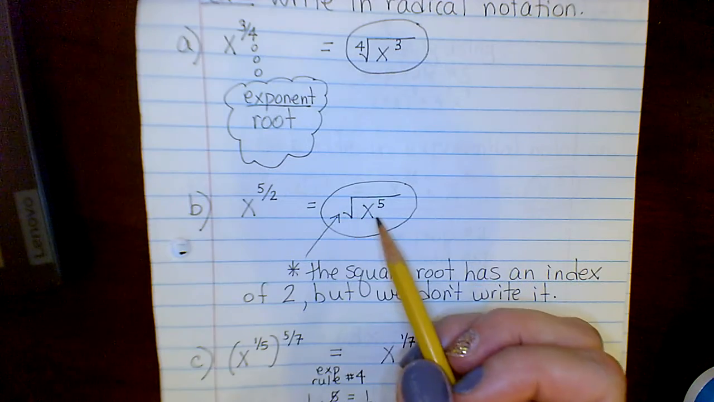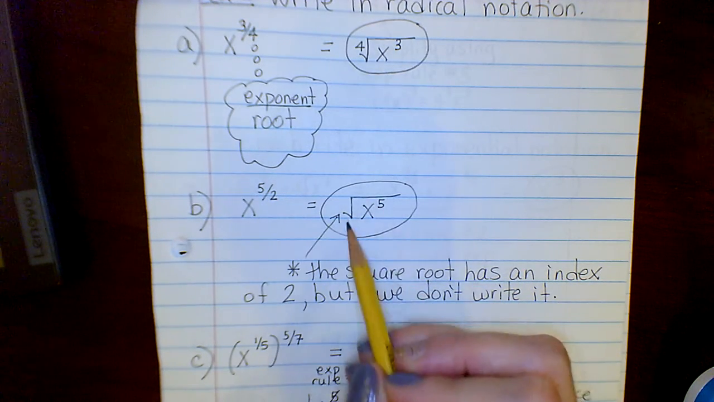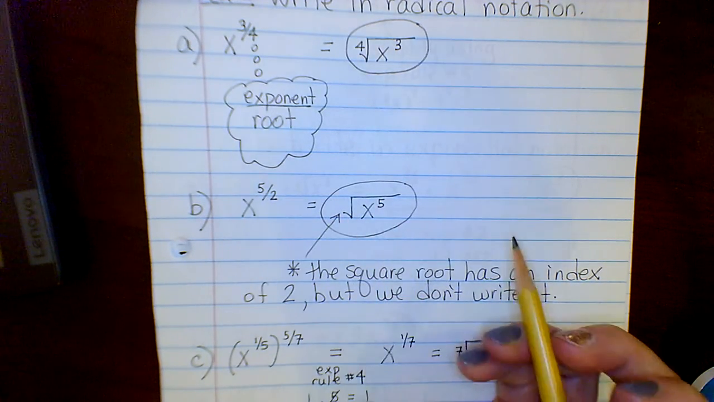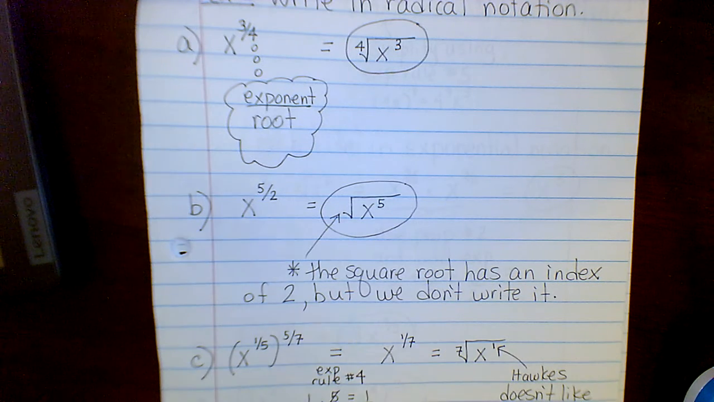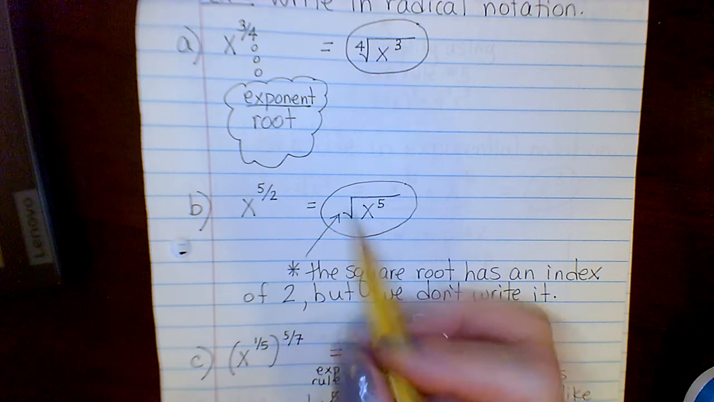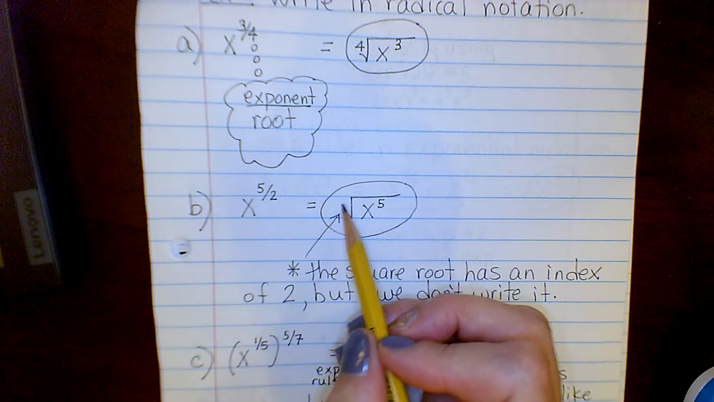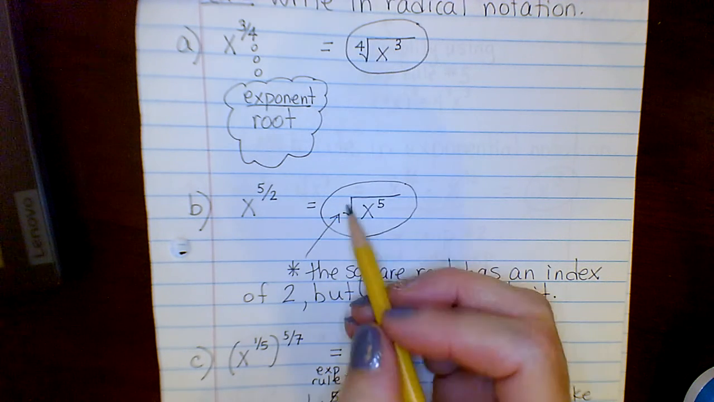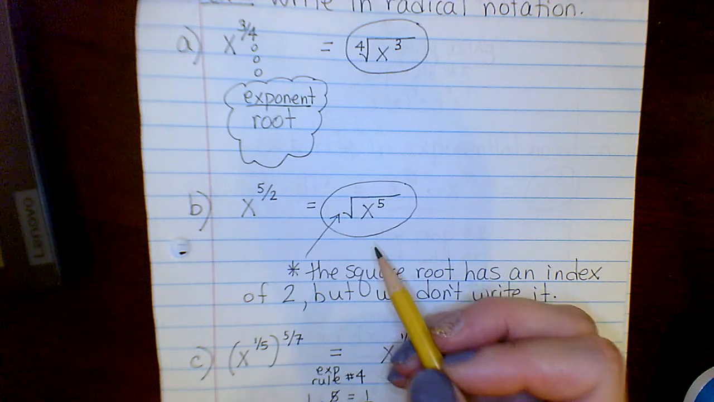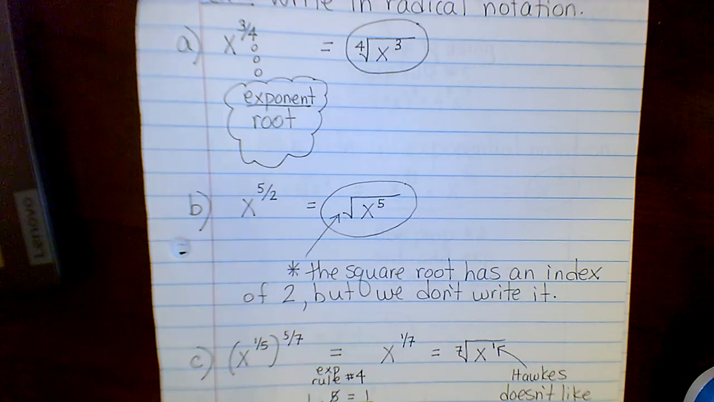Alright, so x to the 5/2, exponent over root. So that's a square root and a 5th power. Remember the square root has an index of 2, but we don't write it. So that 2 doesn't have to be written here. It's not wrong if you do write it, it's just not necessary, and Hawks will tell you to simplify your answer further if you try to write it.